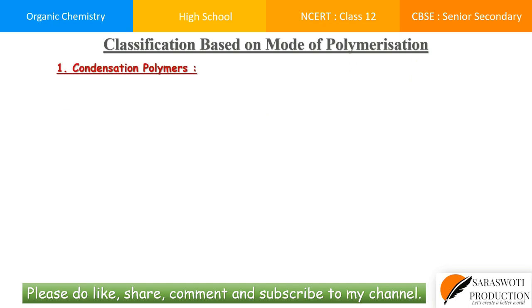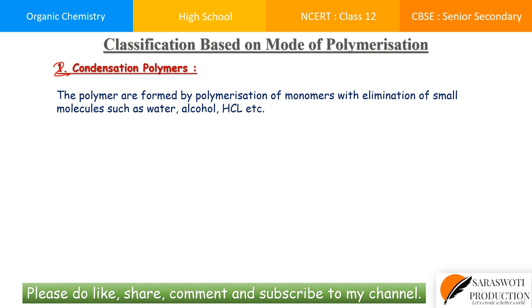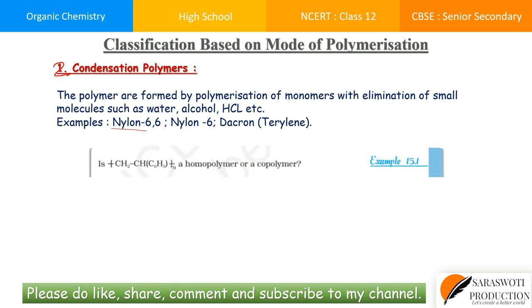Next comes condensation polymers. This is number two, not number one, sorry for that. Number two is our condensation polymers. These polymers are formed by polymerization of monomers with elimination of small molecules such as water, alcohol, acid, etc. Examples: nylon 6,6, nylon 6, dacron. As I told you, when two or more monomers combine together, they give you a polymer as well as some side products like small molecules of water, acid, and alcohol. We have seen this for nylon 6,6, and we shall see it for the others as well. Before we see this in our next video, let's solve one example question.